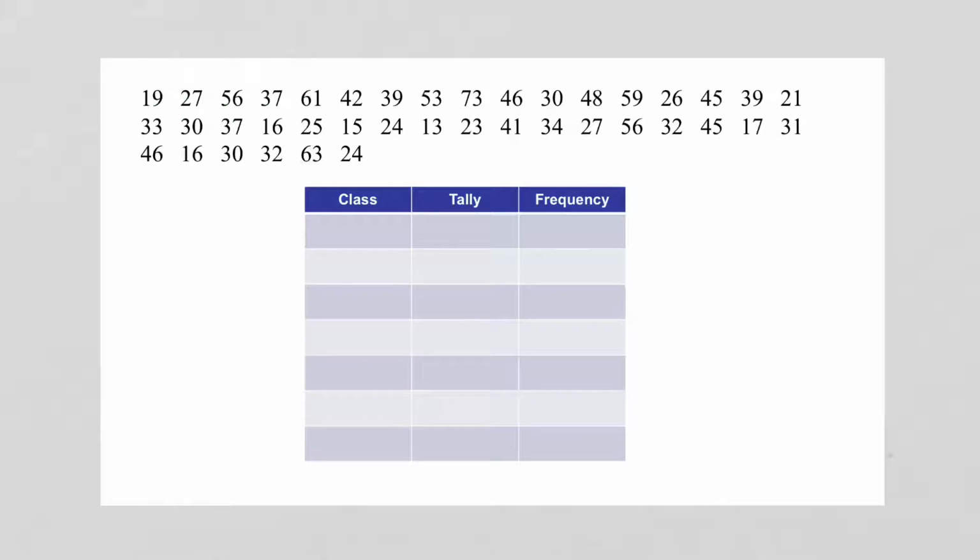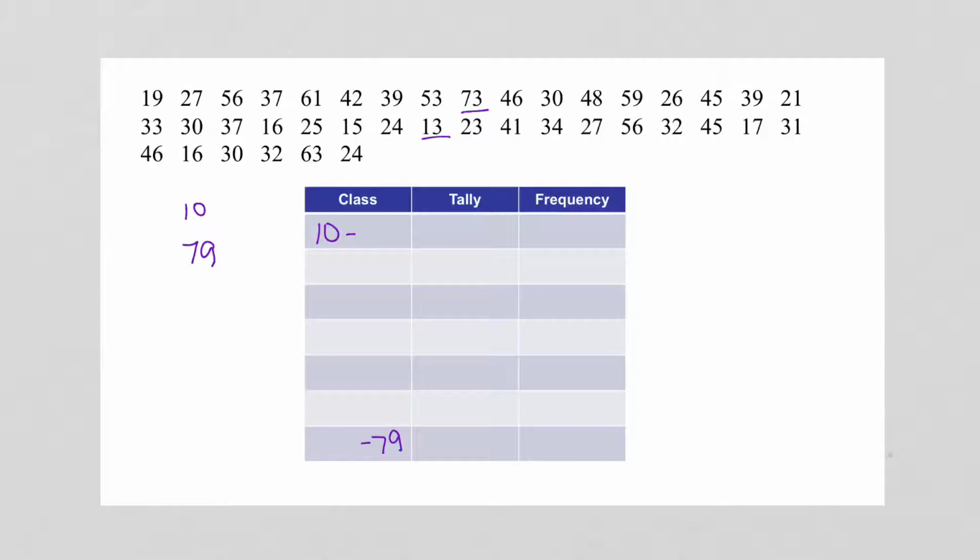So, we need to determine what our class size should be. We're going to start with the smallest data point here. Is it 13, I think? So we'll start with 10. And then the largest, I think it's 73. That's close anyway. We'll go up to 79 because that's just before 80. So we're going to have 10 starting and ending with 79.